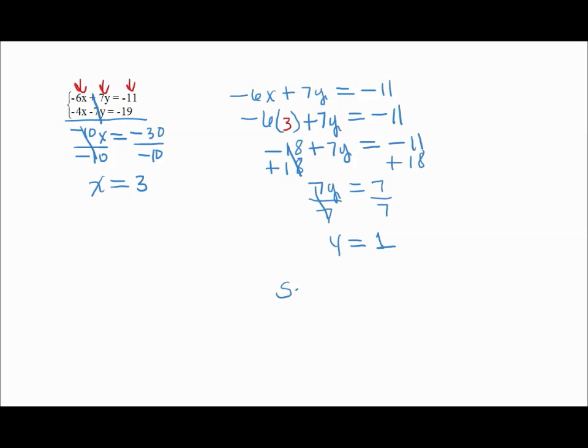So that means that for my solution, I'll have the ordered pair 3, 1. Now let's scroll down and we can check that last one.